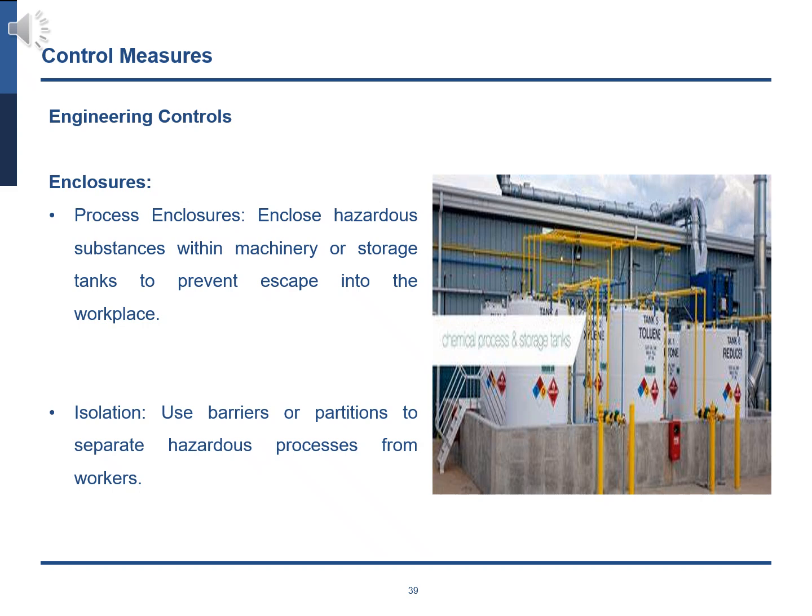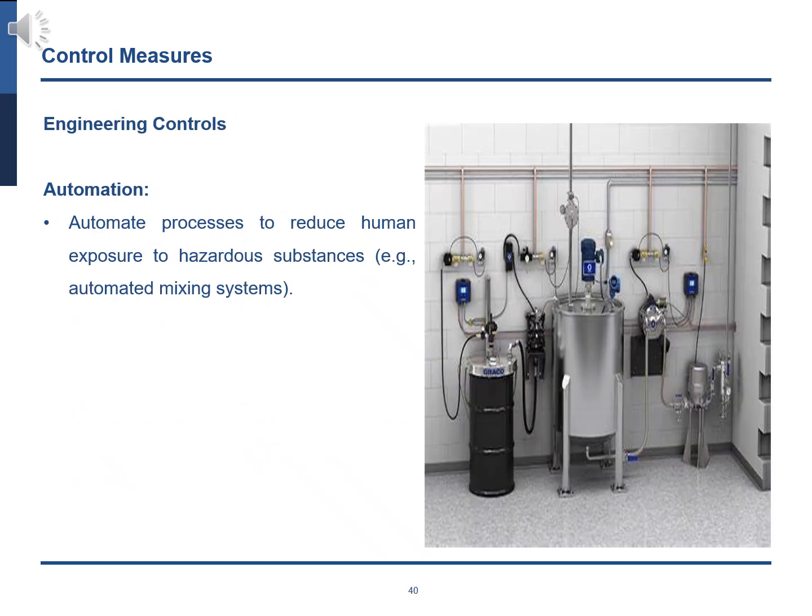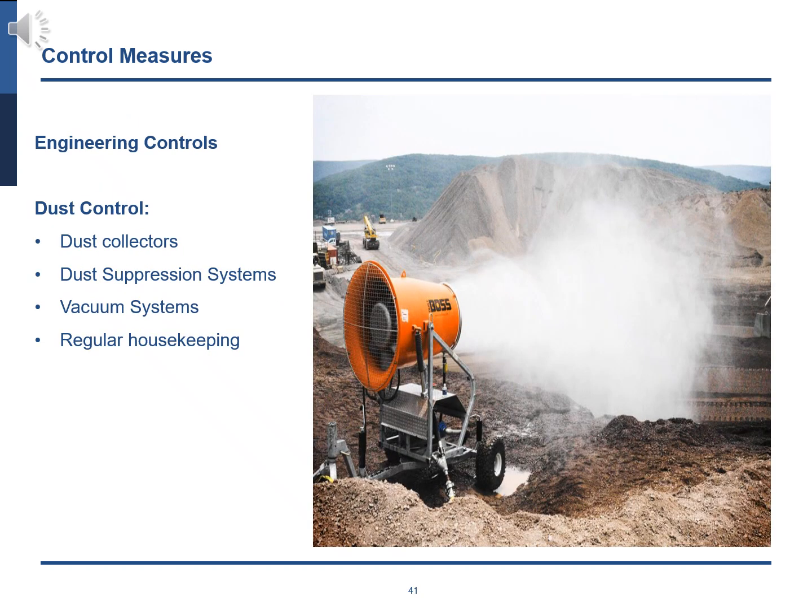Enclosures. Process enclosures enclose hazardous substances within machinery or storage tanks to prevent escape into the workplace. Isolation: use barriers or partitions to separate hazardous processes from workers. Automation. Automate processes to reduce human exposure to hazardous substances, e.g., automated mixing systems. Dust control. Dust collectors. Dust suppression systems. Vacuum systems. Regular housekeeping.